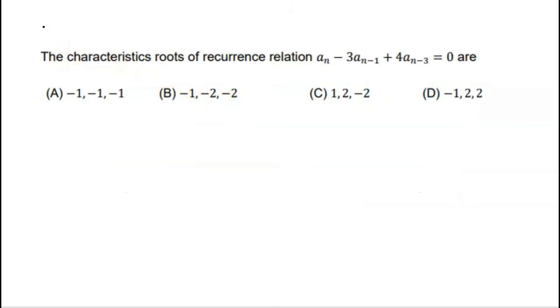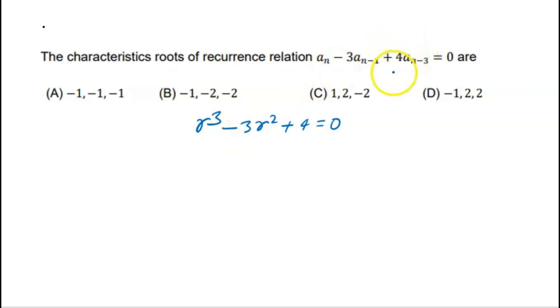Next question, again, find the characteristic roots of the recurrence relation. So what is the characteristic equation? First of all, the characteristic equation is r cube. Here we have n minus 3, so I will write r cube minus 3r square plus 4 is equal to 0, right?